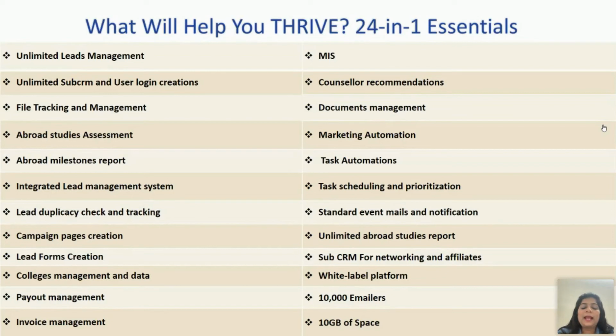10,000 emailers is the available limit that you will get, and 10 GB of space is what you will be getting to manage all the data on the software. So these are the 24 in 1 essentials. There is a lot more to it. When you get trained, you will learn about it. But this is the 24 in 1 essentials that is a part of commitment, a deliverable to all the people who are signing up with us.